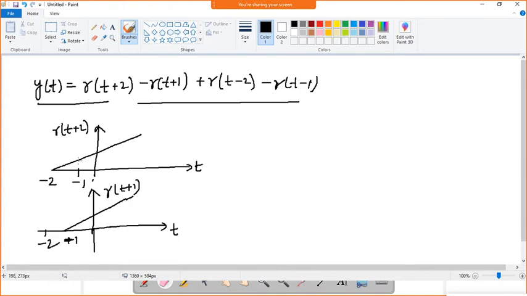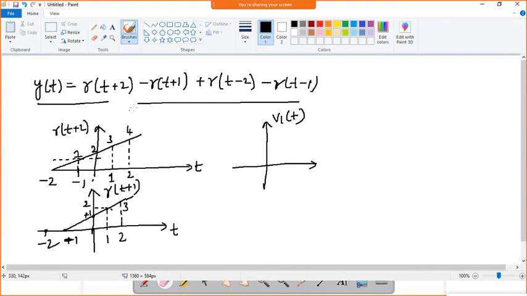Now at a particular index value, just find the amplitude value. This is amplitude value 1 and this is amplitude value 2. At plus 1 it will be amplitude value 3 and at plus 2 amplitude value 4. So at 2 it is 0, at minus 1 it is 0, at 0 it will be plus 1, at 1 it will have amplitude value 2, and at 2 amplitude value 3. Now write the intermediate signal as v1 of t.